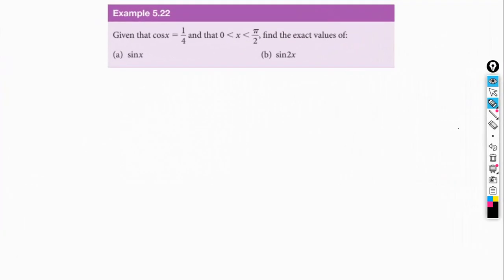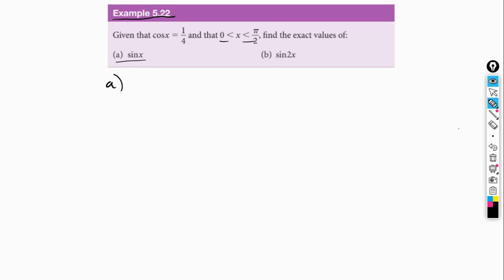And now we're going to do example 5.22, which will be the last one in this video. And it says, given that cosine of x is equal to 1/4, and that the domain for x is between 0 and pi halves, find the exact values of part A, sine of x. So for part A, there are two different methods that I'm going to show you.